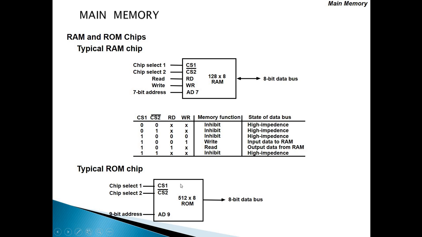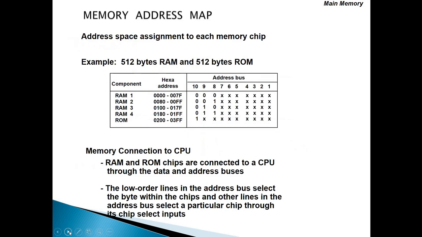This is the typical ROM chip which has chip select 1, chip select 2 and a 9-bit address, and it has a unidirectional 8-bit data bus. The size of ROM is 512x8. This is the memory address map table which is going to connect 4 RAMs and 1 ROM to the CPU. The memory connection to the CPU is shown in this particular diagram. RAM and ROM chips are connected to a CPU through the data and address buses. The lower lines in the address bus select the byte within the chips and other lines in the address bus select a particular chip through its chip select inputs.